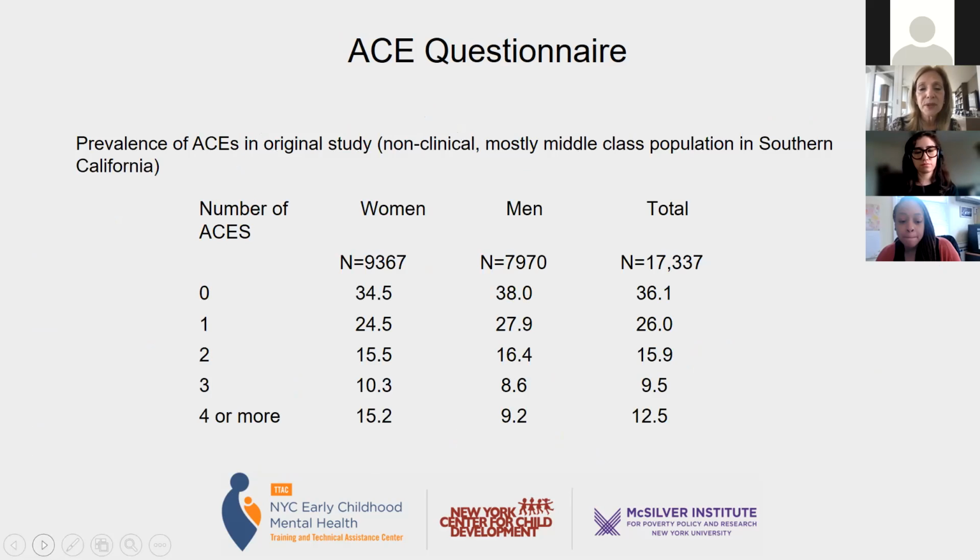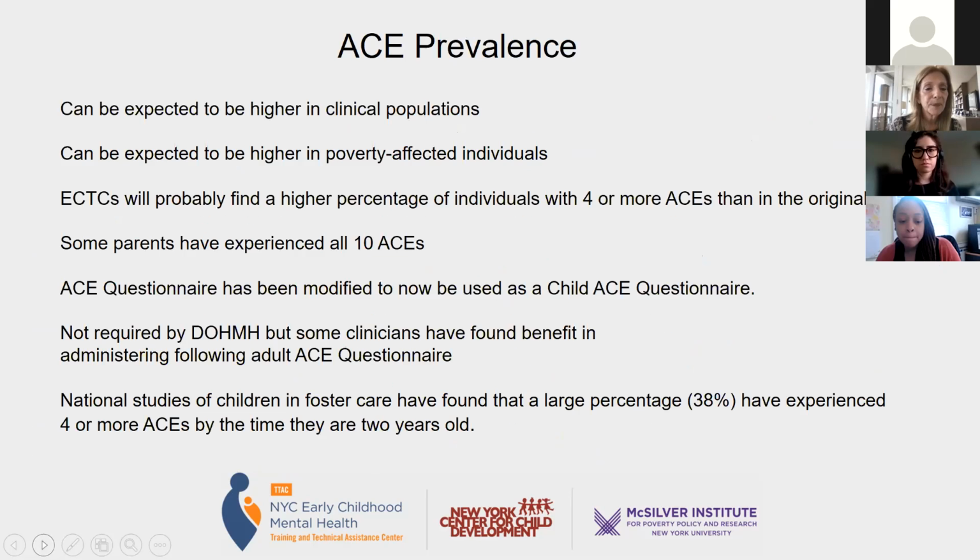Okay, these are just some norms based on the original ACE study. Let's look at 4 or more. In the general population, and this is a non-clinical population, somewhat skewed to middle-class, 15% of women endorse having 4 or more adverse childhood experiences, 9% of men, and 12.5% across the board. Next slide. Again, you will probably find higher percentages of higher scores because you're in a clinical population.